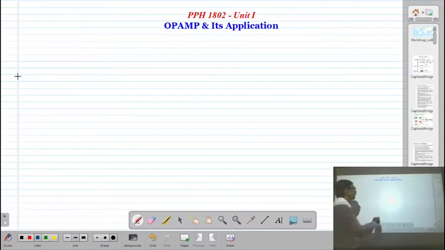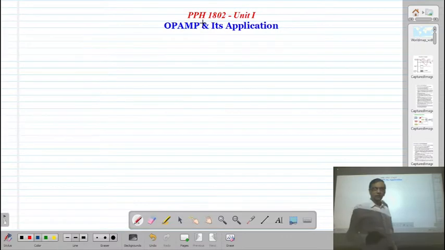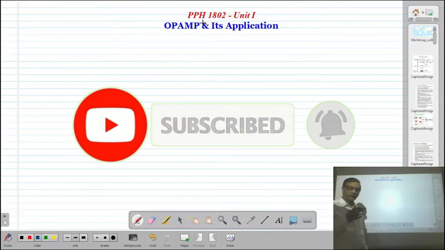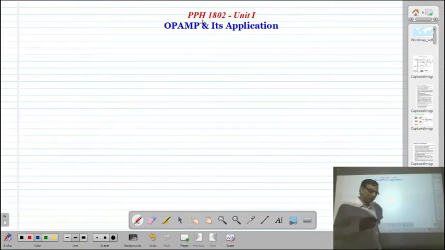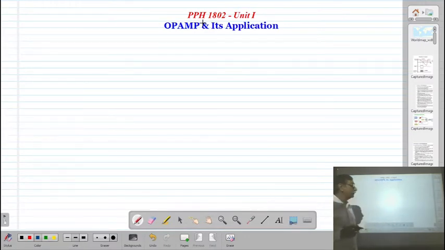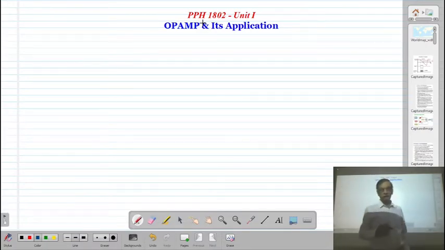The number of the paper is PPH 1802, and this paper is related with electronics. Here in this paper, you are going to learn about the operational amplifier, field effect transistor, then the regulated power supply. But the first unit is related with the operational amplifier and its application. Already you have got some information about the op-amp at the undergraduate level. So here we are just going to revise what we have learned at the undergraduate level.